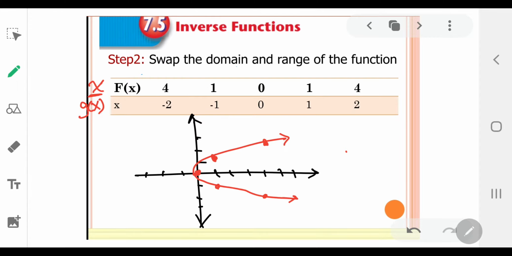This is actually the sketch of the new graph. And this is what we call the inverses of functions. This new table, this new graph is representing a new terminology for you, which is called the inverse of a function.